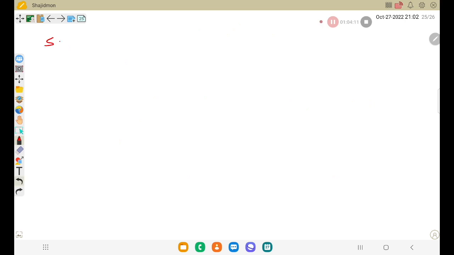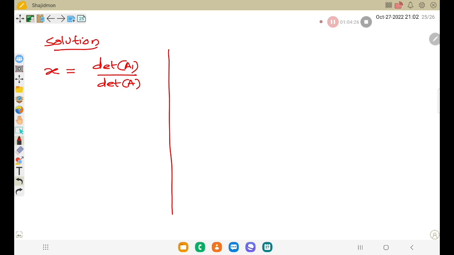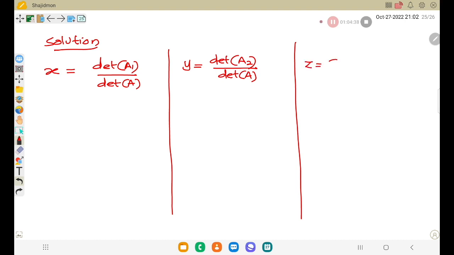Now we are going to write the solution. What is the solution by Cramer's rule? x equal to determinant of A1 divided by determinant of A. Same way, y equal to determinant of A2 divided by determinant of A. z equal to determinant of A3 divided by determinant of A, correct?